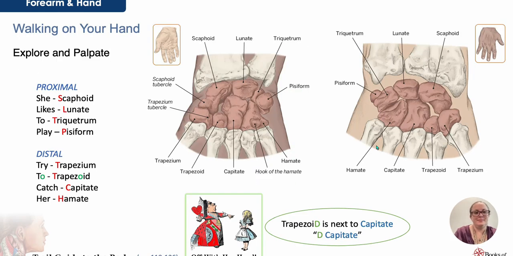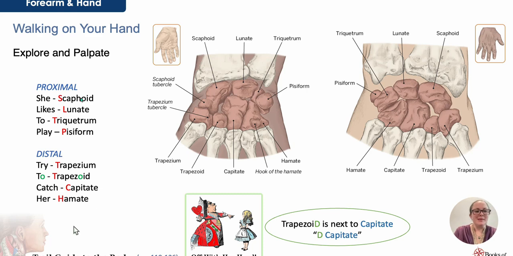Okay. Here is our fun little phrase for learning the carpal bones in the wrist. So it starts with proximal. Remember, that's closest to the heart. And distal. So there's, what the heck is that called when it's a phrase for the words? Acronym. Close. Acronym. I know I said it before and I forgot. All right, so it's she likes to play, try to catch her.